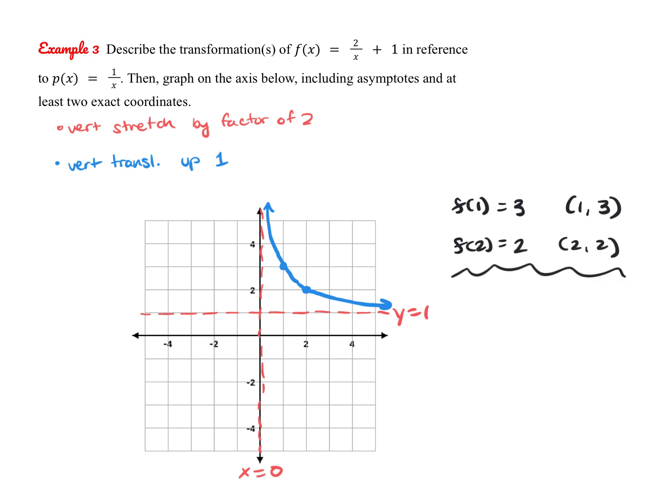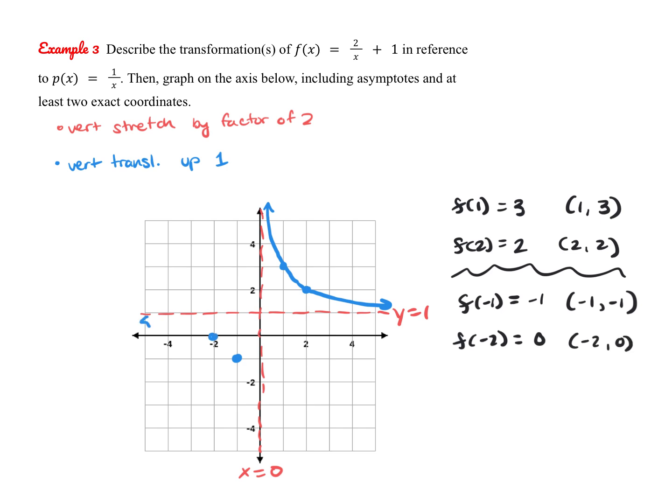And let's plug in a couple points to the left of our vertical asymptote, maybe -1. So that would give us -2 plus 1, which is -1. So -1, -1. So right here. And let's also plug in -2. So that would give us -1 plus 1, which is 0. So I have the coordinate -2, 0.